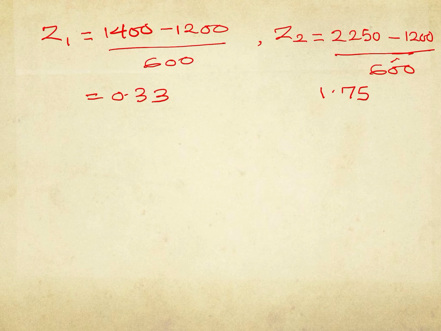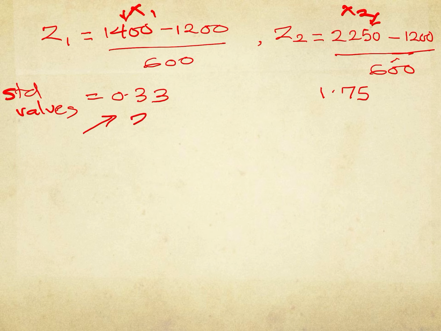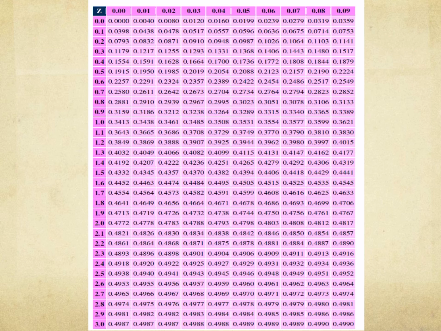So take note of that. These are the standard values. These were the original X values, X1, X2. But these are now the standard values, Z1 and Z2. So the next thing you do is you use this chart that will always be provided to you.